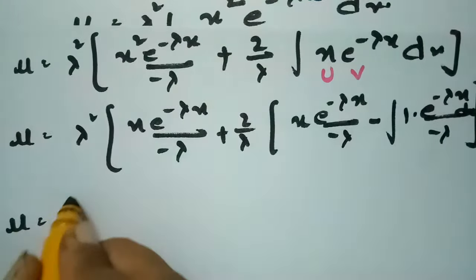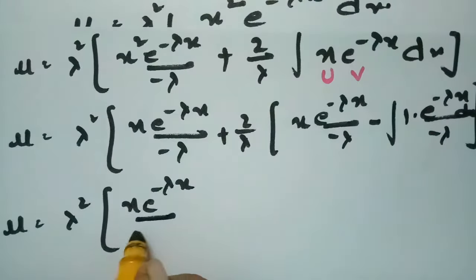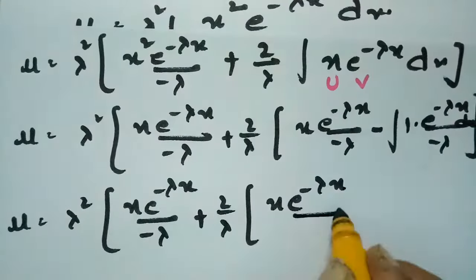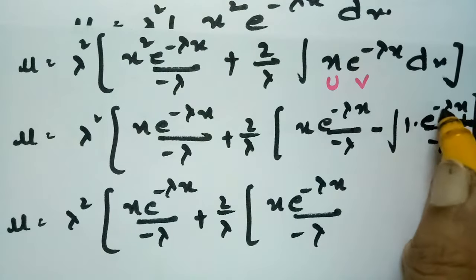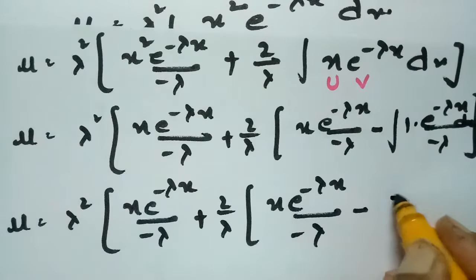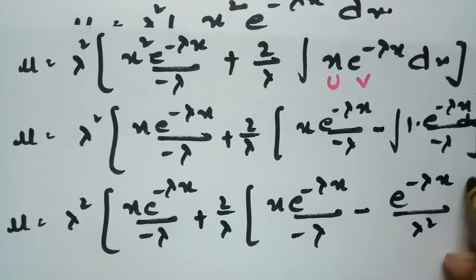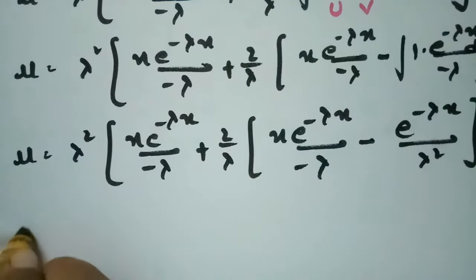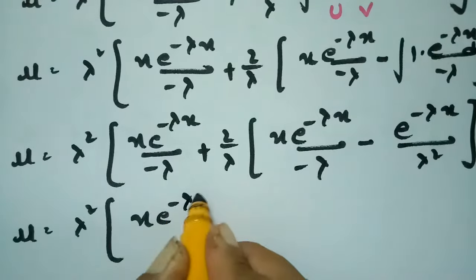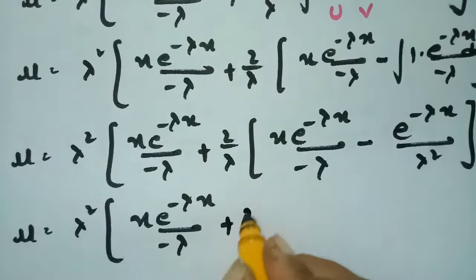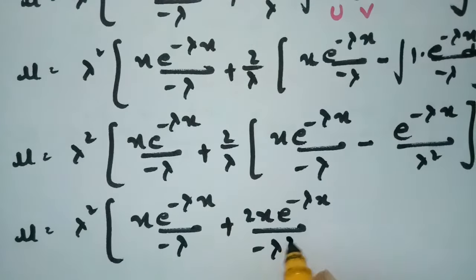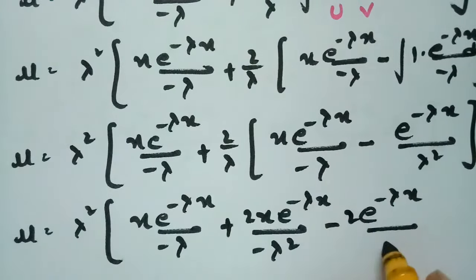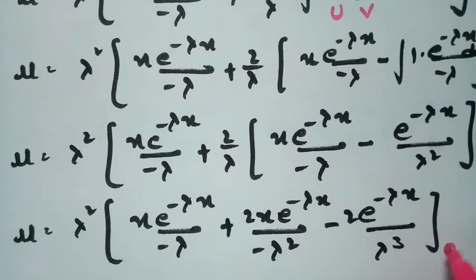So mu value will be, this is lambda square, x e power minus lambda x by minus lambda, and see this is 2 by lambda times of x e power minus lambda x by minus lambda. See here we have to make an integration once again. So this is minus e power minus lambda x by minus lambda, minus of minus plus plus lambda square. So here if I multiply with 2 by lambda inside, this will be lambda square, this is x e power minus lambda x by minus lambda. If I multiply, this will be 2x e power minus lambda x by minus lambda square, and this if I multiply, this will be e power minus lambda x by, so this is 2 and this will be lambda cube, between the limits 0 to infinity.